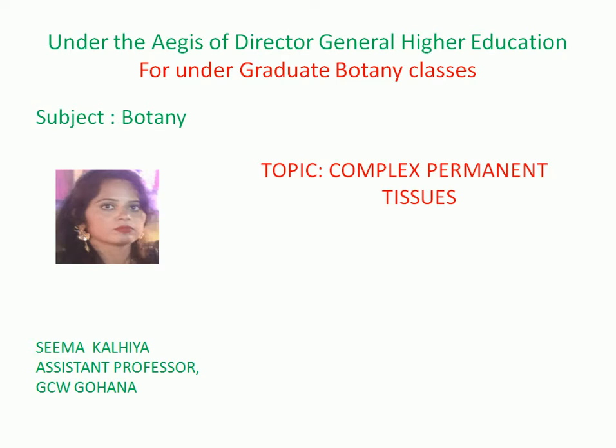I am here with the topic, complex permanent tissue. Now, before explaining the components of complex permanent tissue, I discuss here the definition of complex permanent tissue. Complex permanent tissue is formed of different types of cells having a common origin, which when united together perform a single function inside the plant body. They are called complex permanent tissue.